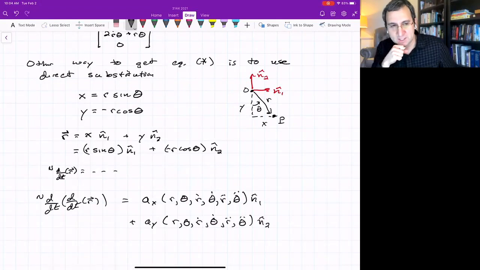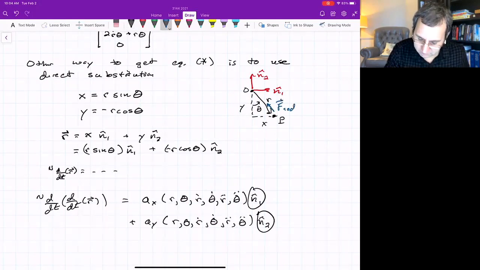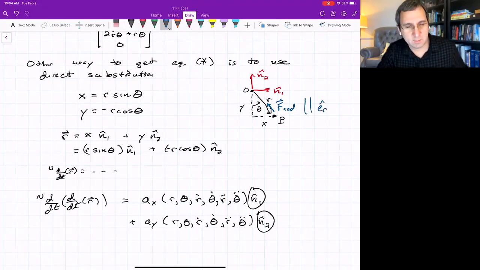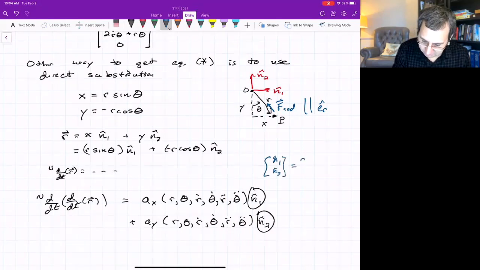Oh, but wait, we want to write this in polar coordinates, with respect to the polar directions, not the N directions. Why is that? Well, one of the forces is along one of the E directions, parallel to ER. So it's going to be easier if you write Newton's law in the polar coordinate frame. So now you've got to transform from the N frame back to the polar coordinate frame. You've got to write that matrix: how do N1 and N2 relate to ER and E theta? And there's some stuff in there.